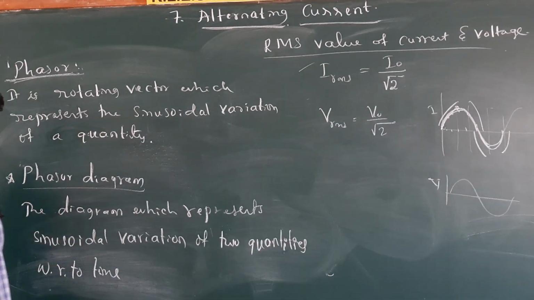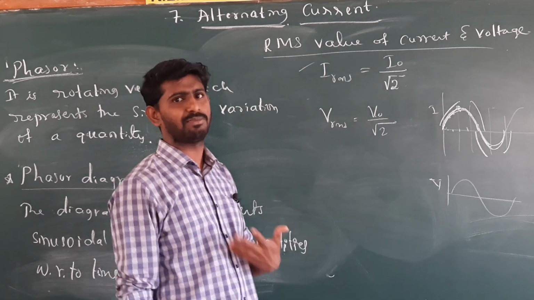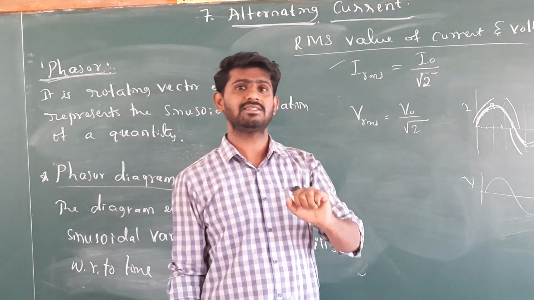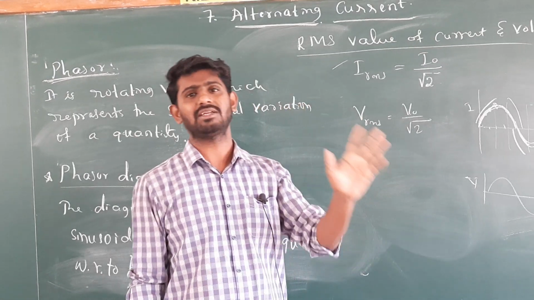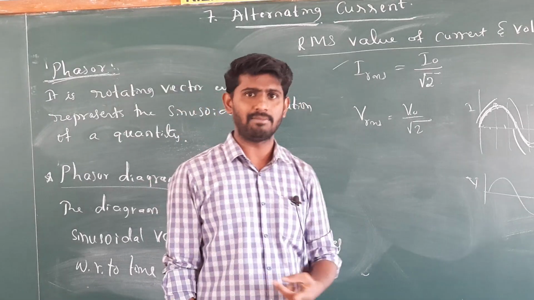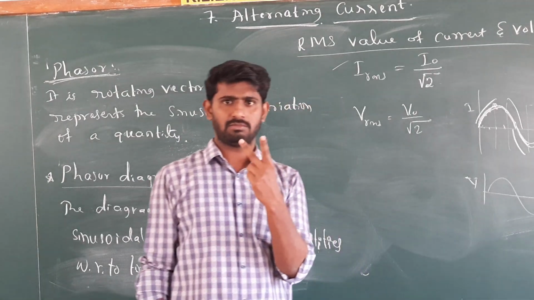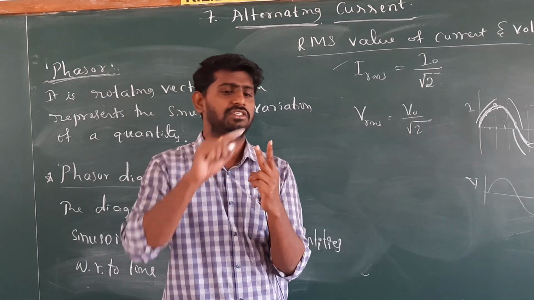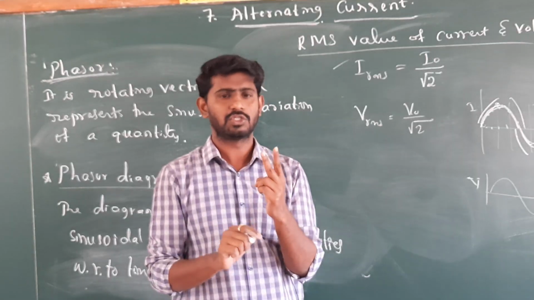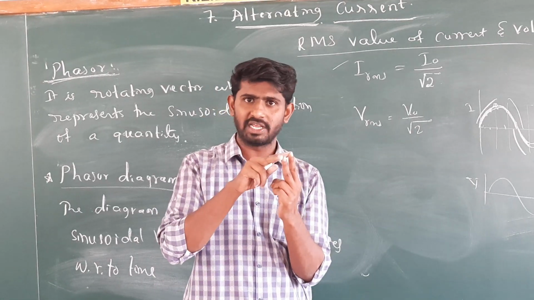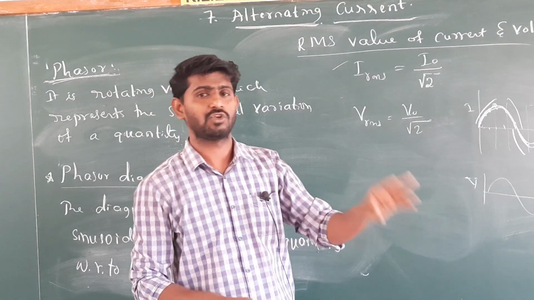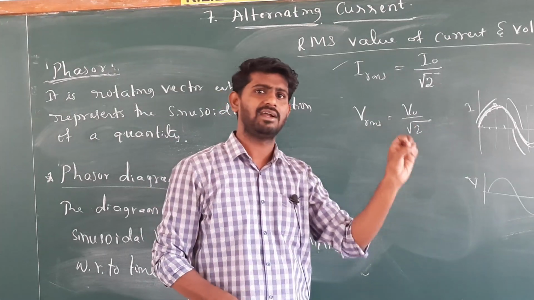So this is a diagram which represents the sinusoidal variation of two quantities simultaneously with respect to the time. So in a diagram, two quantities should be varying, and they should vary sinusoidally. So it is the representation of two quantities which are varying sinusoidally with respect to the time. So that diagram is called the phasor diagram.